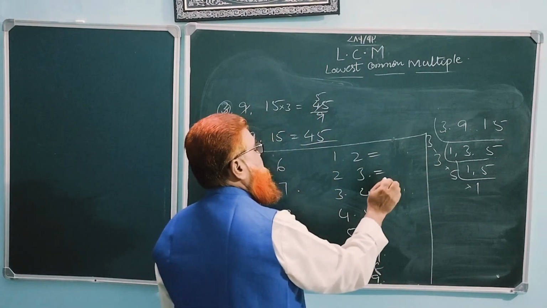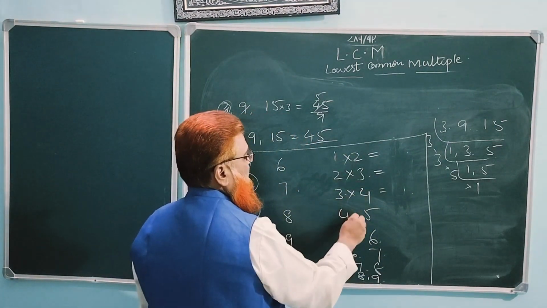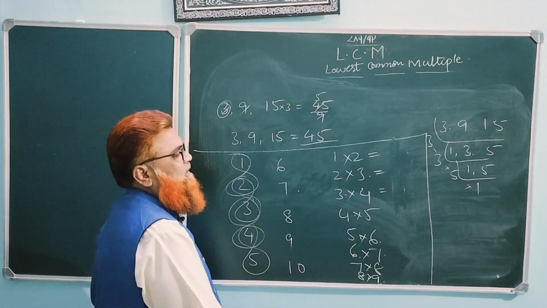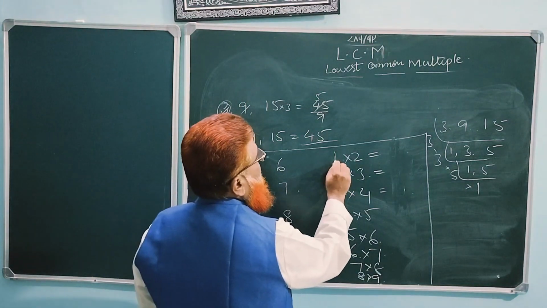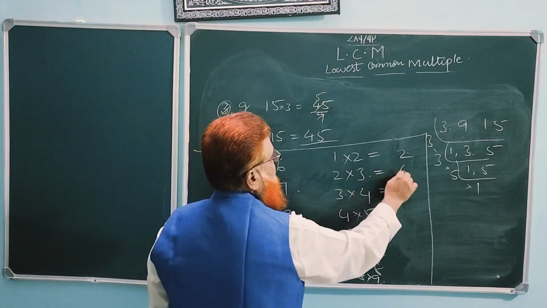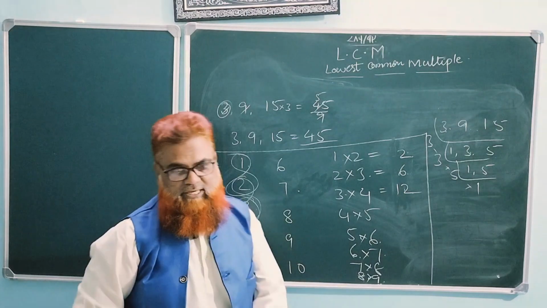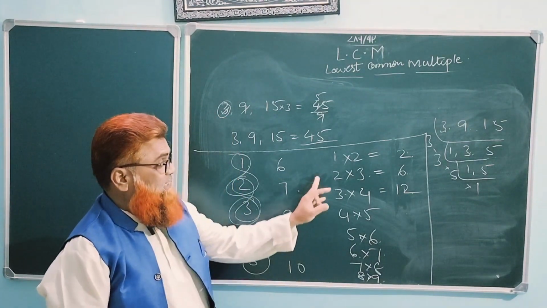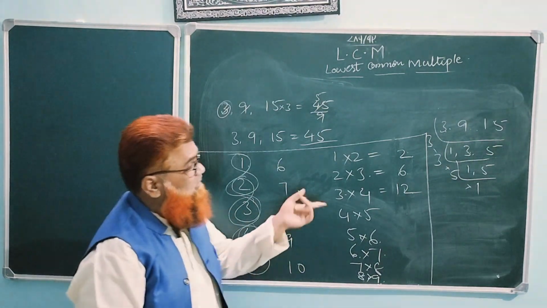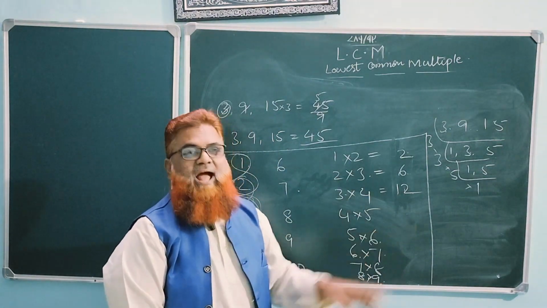The LCM between two consecutive numbers is their direct product. You don't find any common factor at all. So the LCM of 1 and 2 is 2. The LCM of 2 and 3 is 6. The LCM of 3 and 4 is 12. What is our conclusion, viewers? The LCM between any two consecutive numbers, meaning one after the other, is always their product.